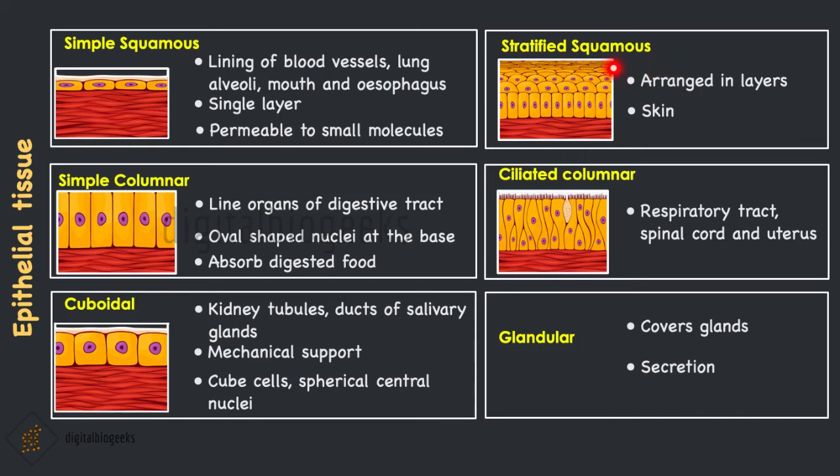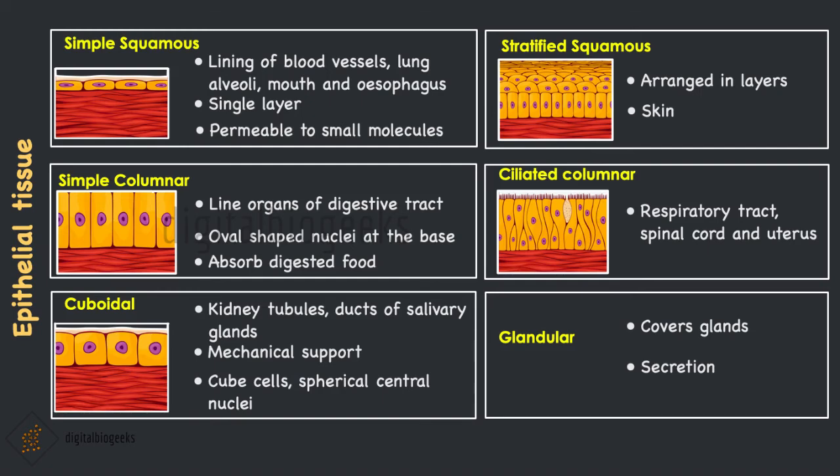Next is the stratified squamous epithelium. In this type, the squamous epithelial cells are arranged in layers upon a basal membrane. You can see these layers of squamous epithelial cells. Our skin is made up of this stratified epithelium, that is, the squamous epithelium arranged in layers, and these layers help to protect our body.